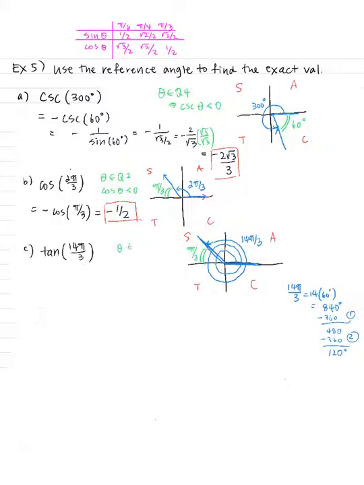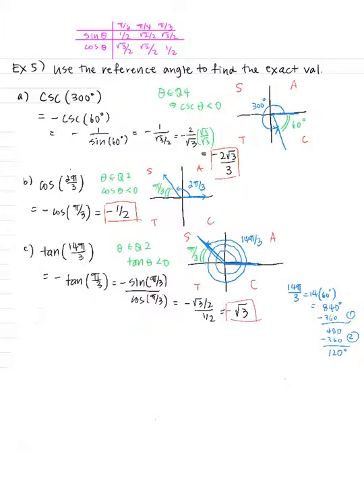Now, theta is in quadrant 2. So that means tangent of theta is going to be negative. This is the same thing as negative tan of pi over 3, which is negative sine pi over 3 over cosine pi over 3. That gives us negative root 3 over 2 over 1/2. So the answer is going to be negative root 3. Okay, so let's do another one.